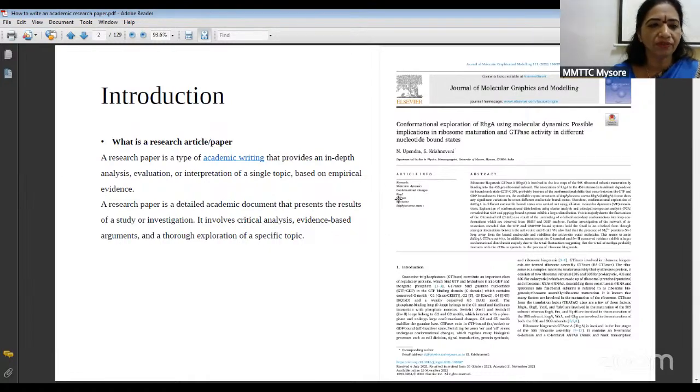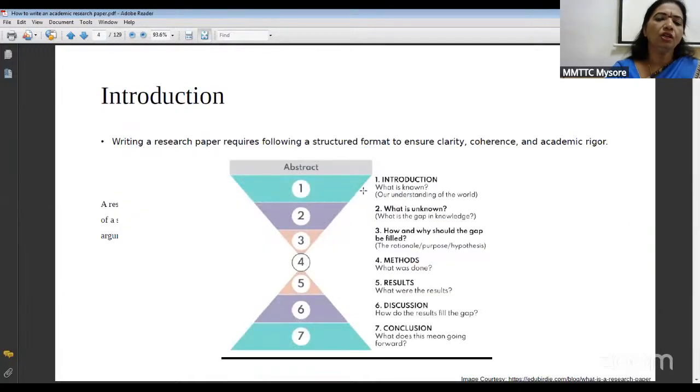We will have keywords, all those things are there. So we have to write an abstract. Abstract tells you the gist of what you have done in the particular paper. And the next part is introduction. So introduction should tell what is known, and what is our understanding of that particular problem or that particular topic we are dealing with.